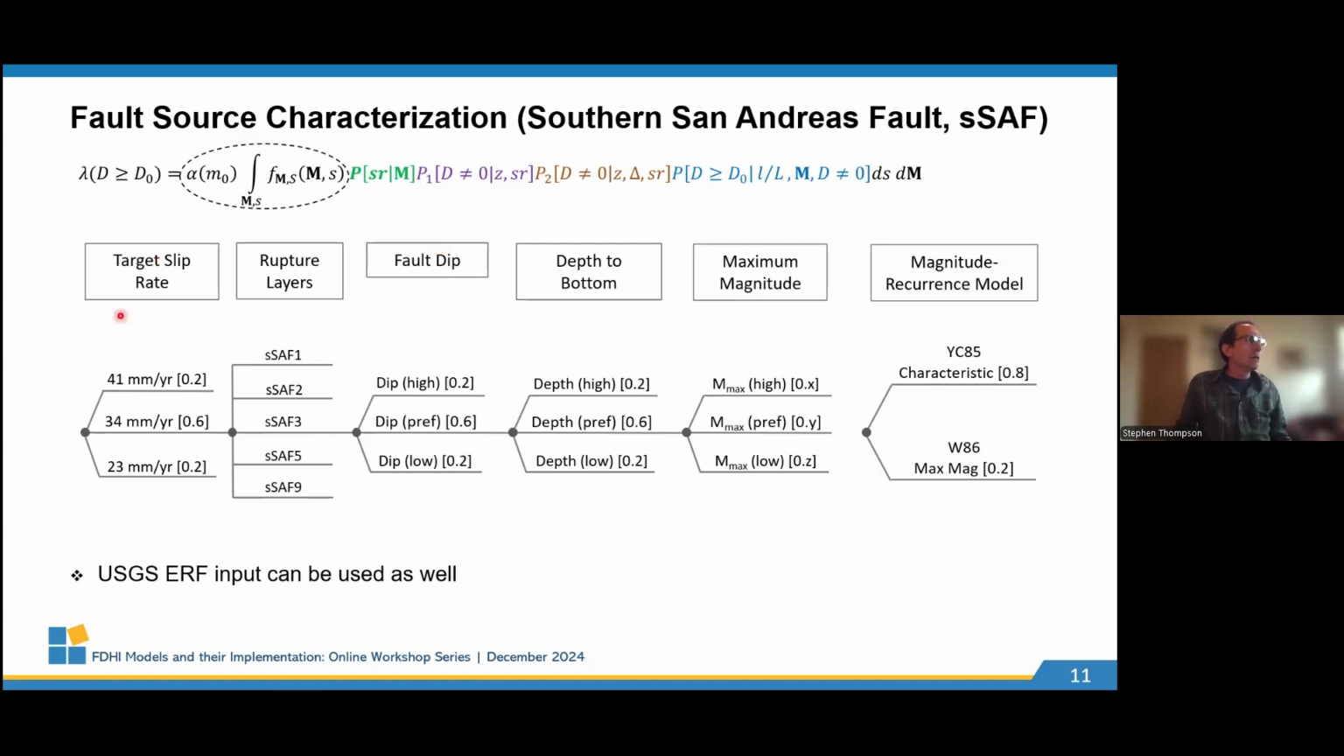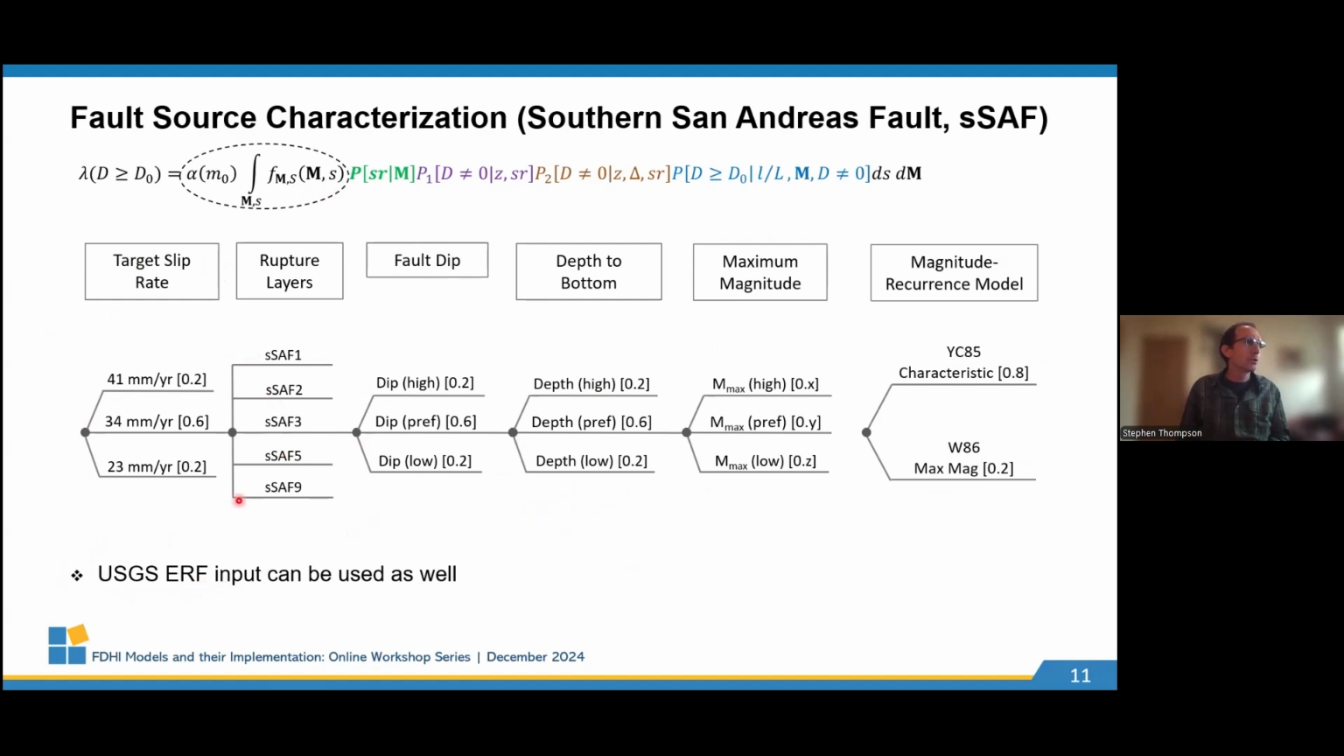So this type of source characterization logic tree, this is an example that we have of an in-house model at LCI. Other practitioners are familiar with developing their own, typically forward model approaches. USGS earthquake rupture forecast input, such as from UCERF3 or the more recent 2023 earthquake rupture forecast, can be used as well.